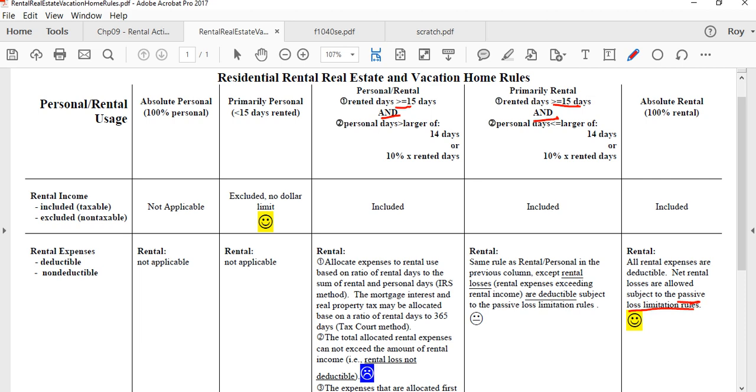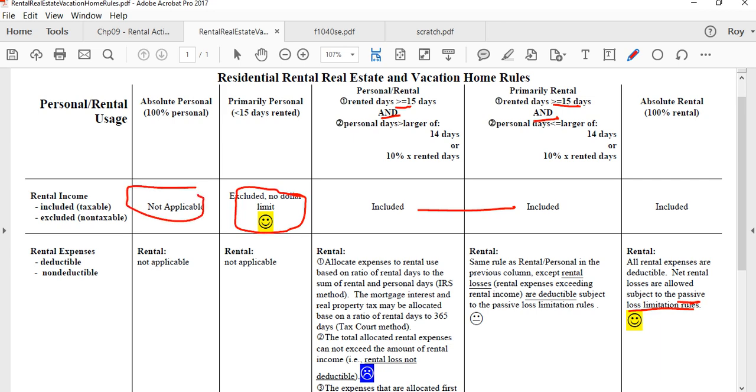The difference is that there's a big personal use here and less personal use here. In either case, you have to include the rental income no matter what. Remember, the only time you get to exclude rental income is when you rent it for less than 15 days or no rent at all, yeah?